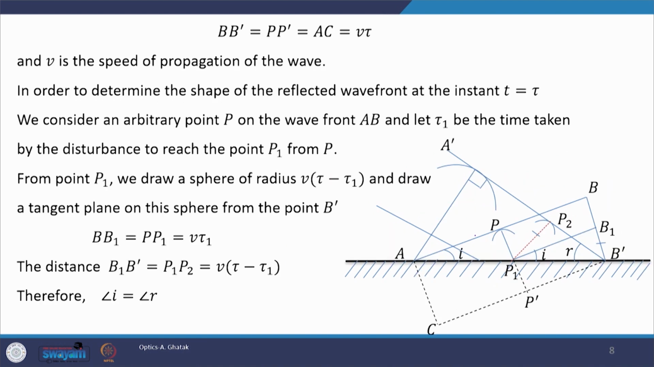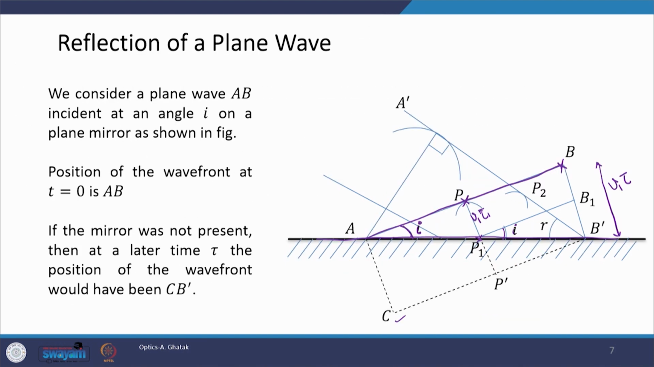Now, there is one correction. Instead of writing V1 here, let us write V only. Let us repeat it here. Similar to the previous discussion, we assume that the point B takes time tau to reach point B prime, and the velocity of the wave in this medium is V. Therefore, this distance would be V into tau.